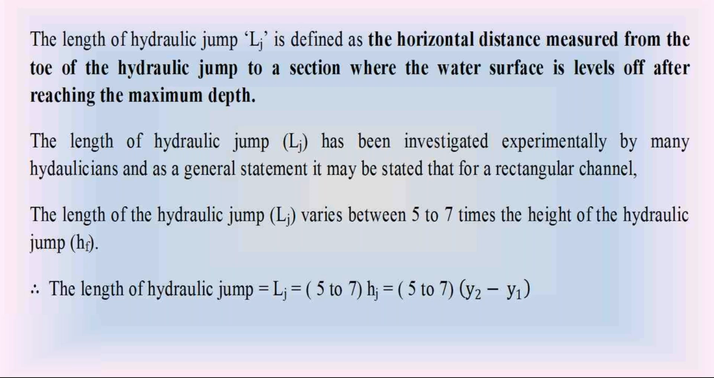So in hydraulic jump, the length of the hydraulic jump is 5 to 7 times the height of the hydraulic jump. So this is about the length of the hydraulic jump Lj and the height of the hydraulic jump. You know that the height of the hydraulic jump Hj is equal to y2 minus y1. So the length of the hydraulic jump is equal to 5 to 7 times the height of the hydraulic jump, y2 minus y1.